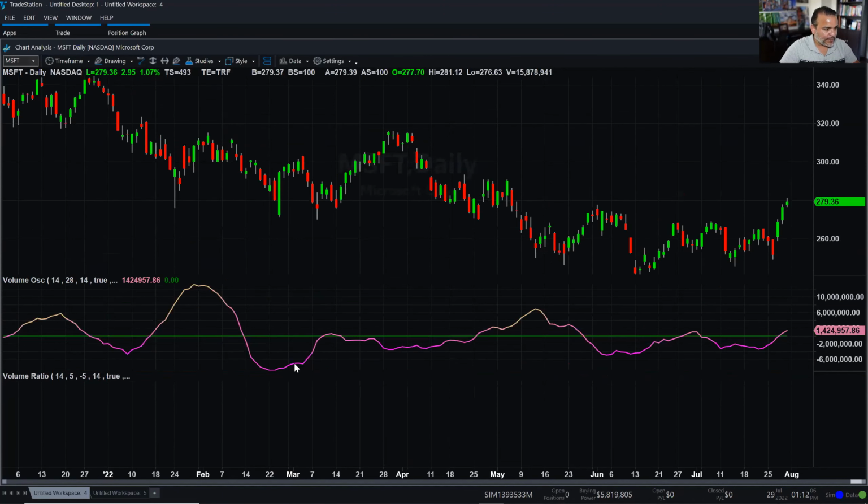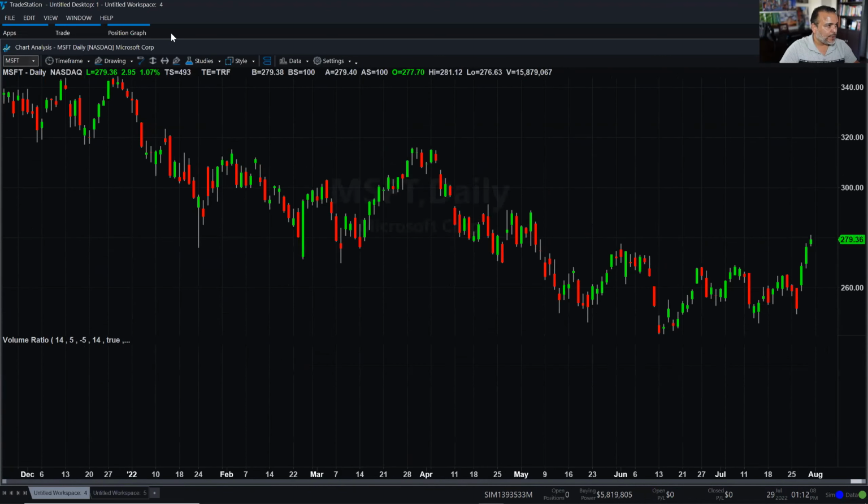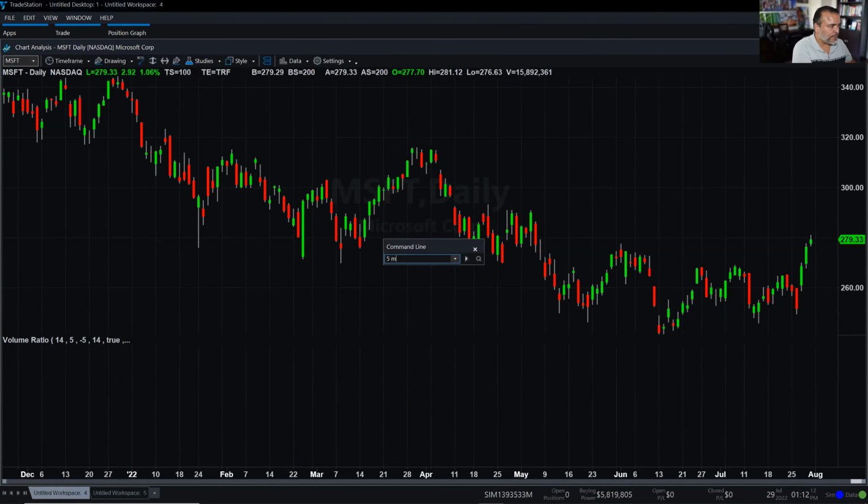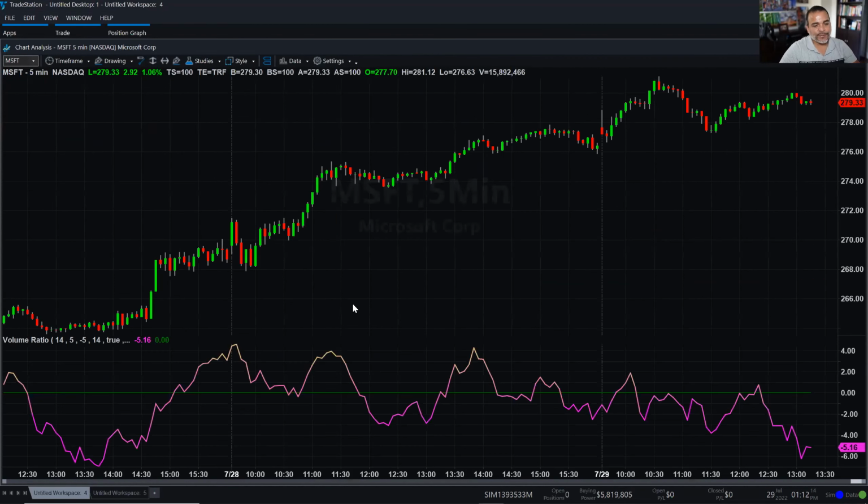Why is that blank? Let's take a look. Is the volume ratio designed for intraday? Yep, that's what it is. Notice that this is backwards. Instead of only being designed for daily, it's designed for intraday volume ratio.